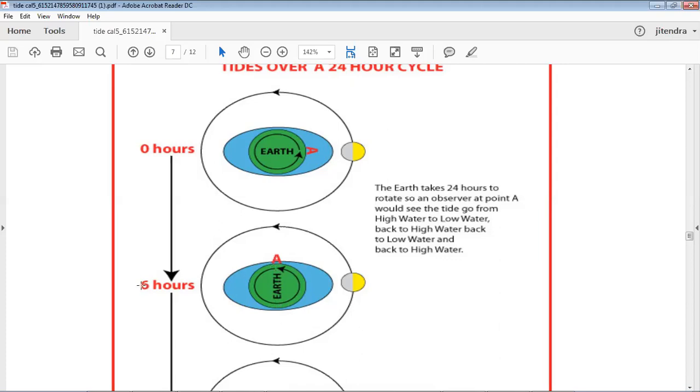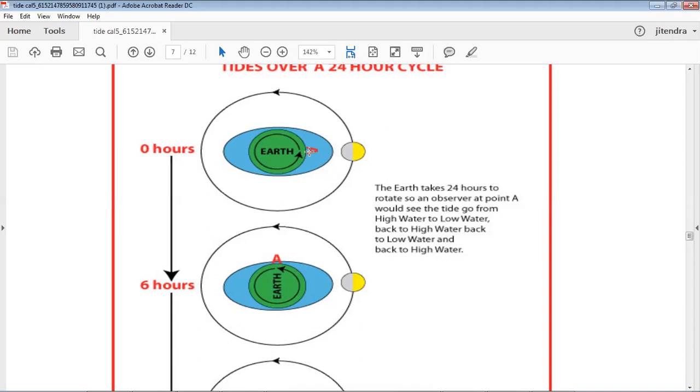Suppose today the high tide was at 0600. Tomorrow the tide will be at 0650. Why? We will see now. So we take this person. This person is here at A, and the moon is here.